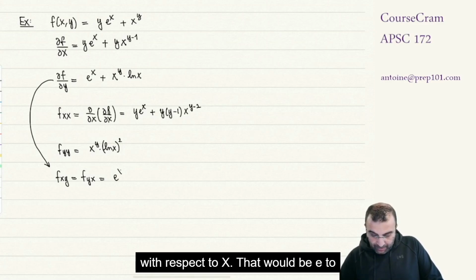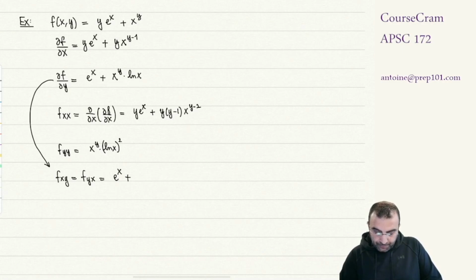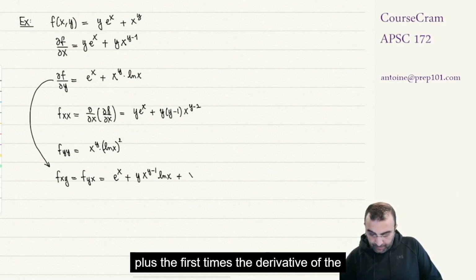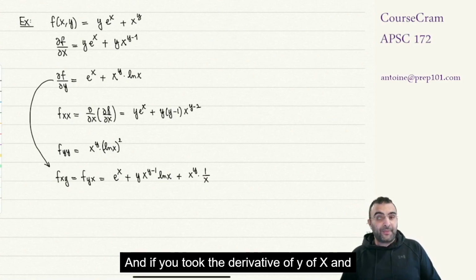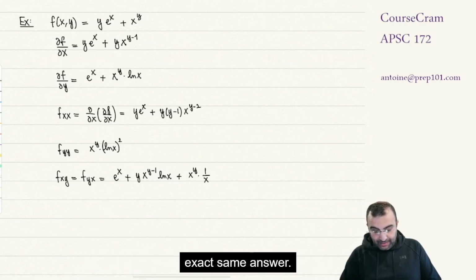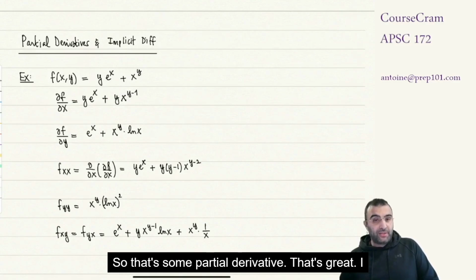That would be e to the x plus, now here we have a product rule, derivative of the first times the second plus the first times the derivative of the second. And if you took the derivative with respect to y first and then you derived it with respect to x, you would get the exact same answer. So that's partial derivatives, that's great.